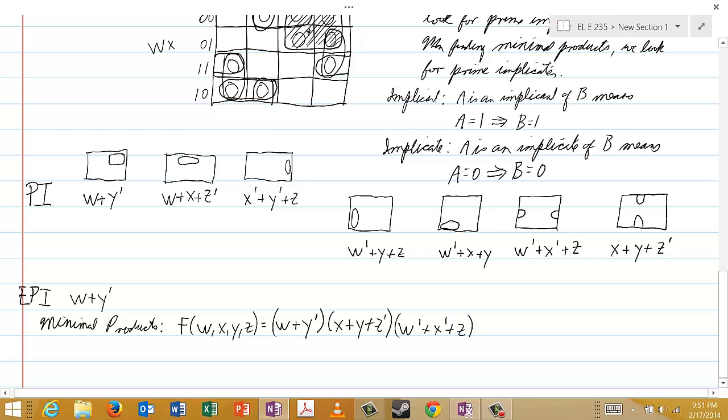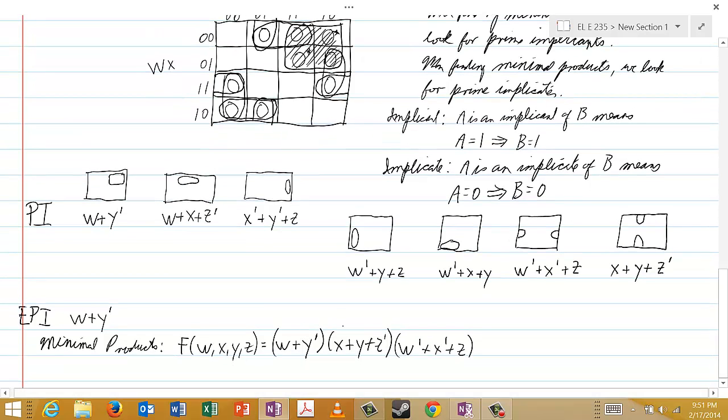And now that we have taken those two, the x or y or z prime, which takes care of these two zeros, and the w prime or x prime or z, which takes care of these two zeros, then all we have left is this zero, and it can be taken care of in two different ways. So that means that there will be two minimal products that start off with these three terms.